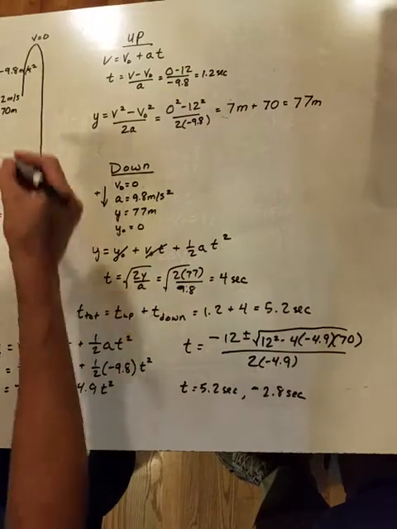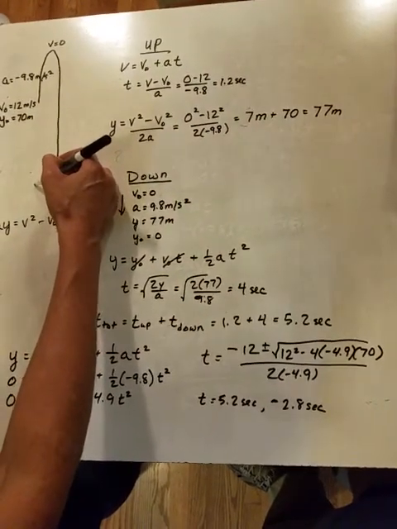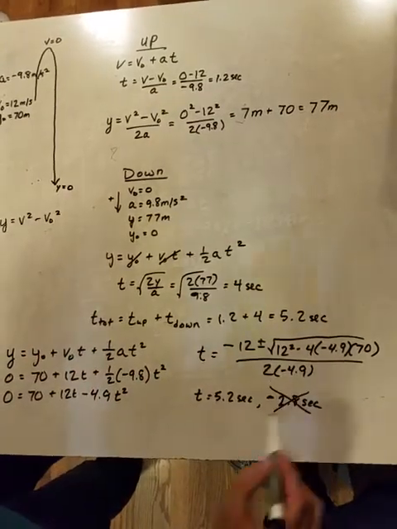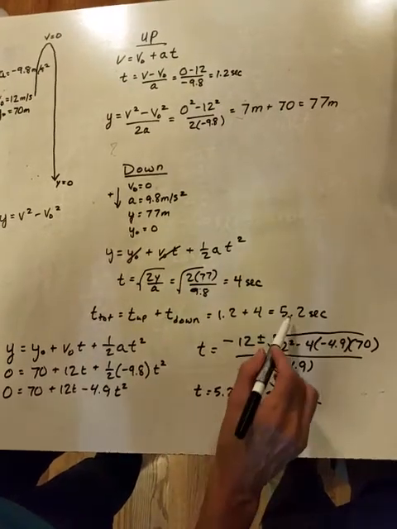The negative 2.8 seconds corresponds to where it would be inside the ground, inside the cliff, at the ground level, which obviously we can't do, so we reject that solution, and we end up with 5.2 seconds, the same as we got here.